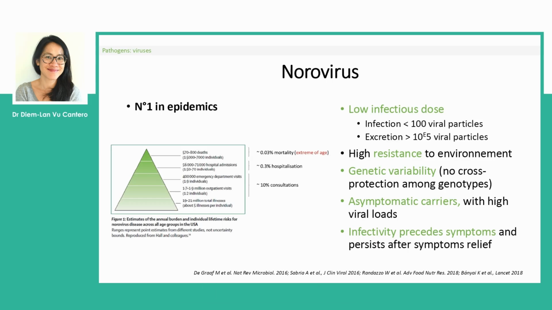Norovirus is the first cause of acute diarrhea during epidemics. Why? Because it has a low infectious dose, a high resistance to the environment, and a high genetic variability with poor cross-protection among genotypes. There are asymptomatic carriers who can nevertheless shed a high amount of virus, and infectivity can precede symptoms and persist after symptom relief. But the morbidity and mortality remain low, with less than 1% of hospitalization and less than 0.1% of mortality, which affects mainly the extremes of age.